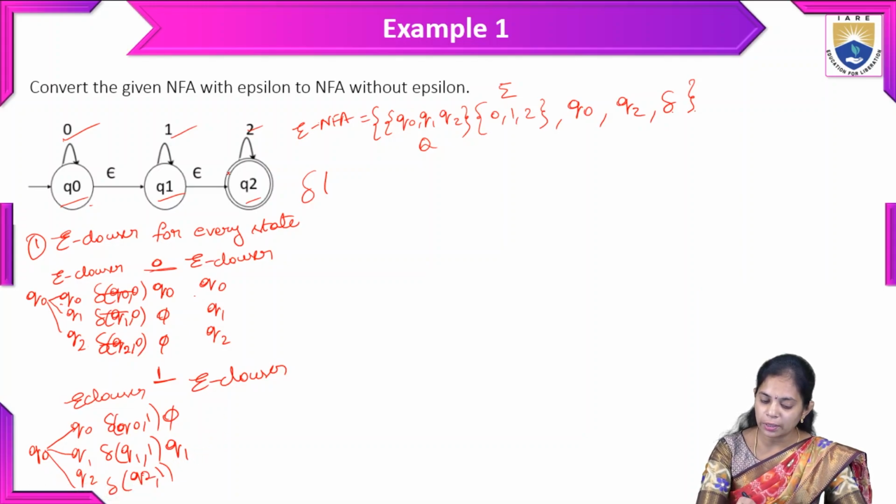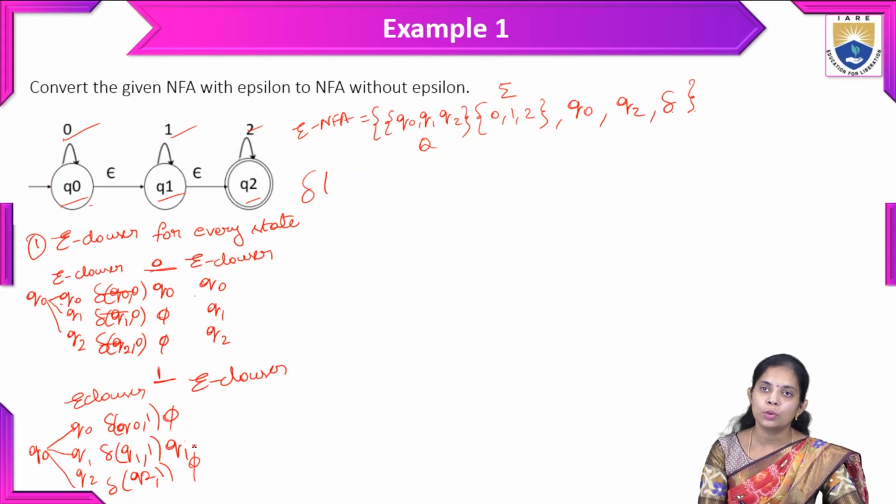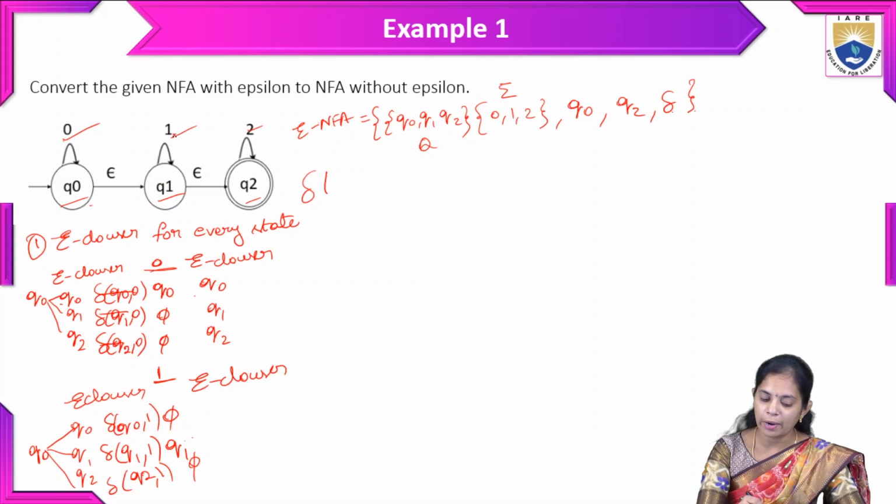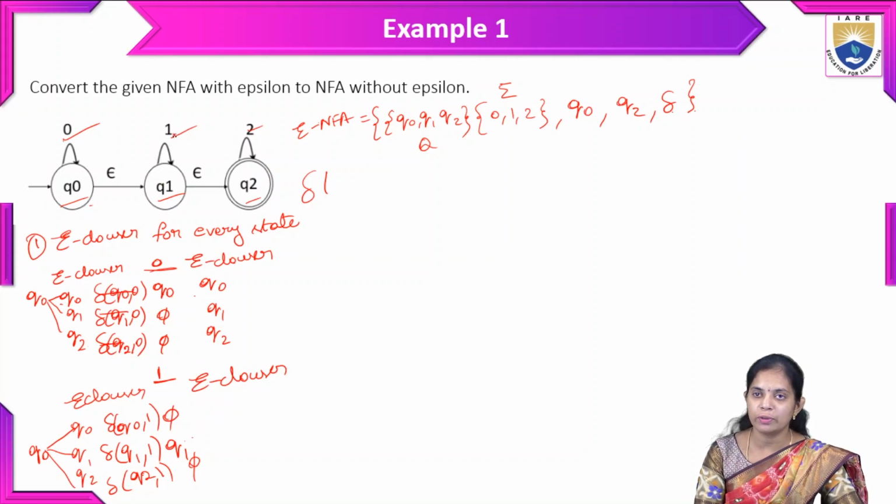So what is the result? δ(Q2, 1) is phi. And we have only one value, that is Q1. So the epsilon transition of Q1, that is nothing but we have to find the epsilon closure for Q1.